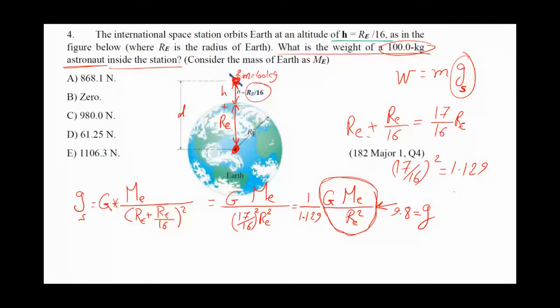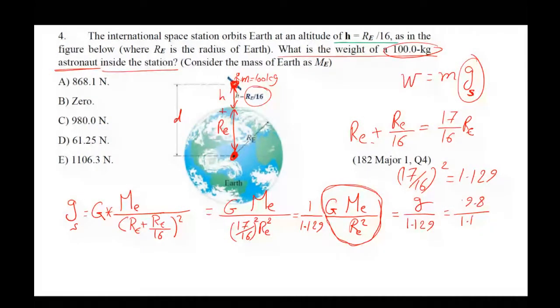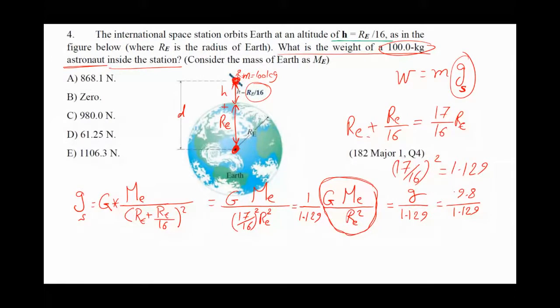So you can say the gravity at the station equals G divided by 1.129. Or you can say it's 9.8 divided by 1.129. So now I can substitute here in W. And this W is not the normal W. Let's call it WS, the weight of the object at the station.